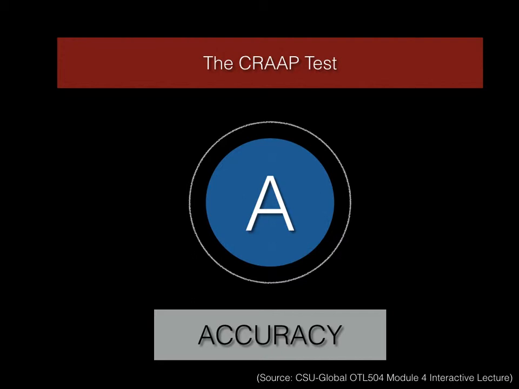The next A in the CRAAP test stands for accuracy. This refers to the truthfulness and correctness of the information. You can determine the accuracy by looking for cited sources within the content you're looking at. Does the author provide evidence of his or her ideas?